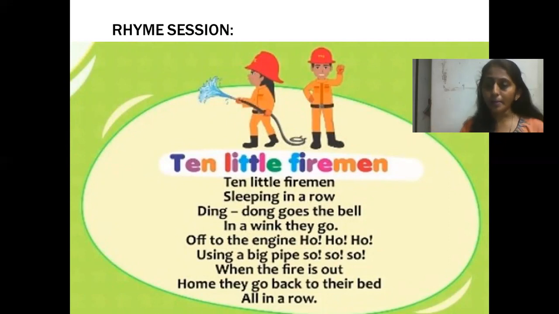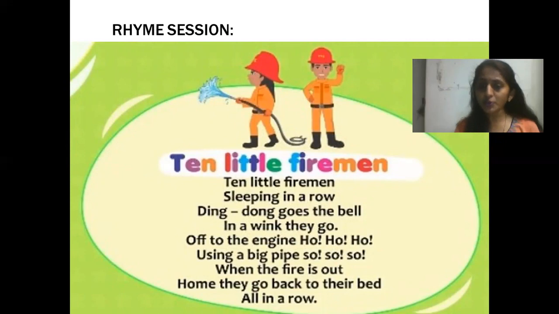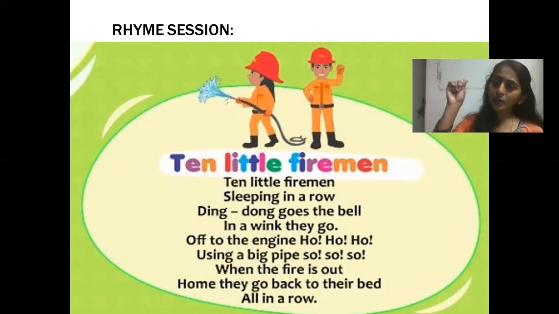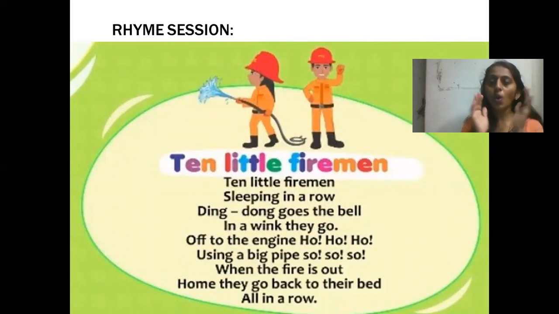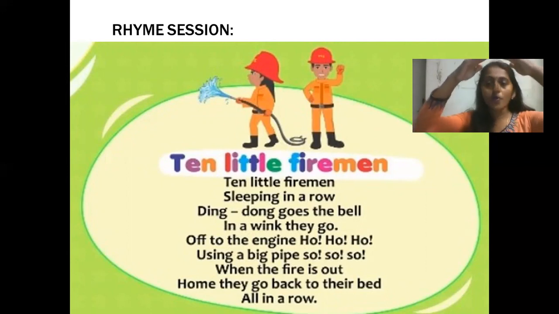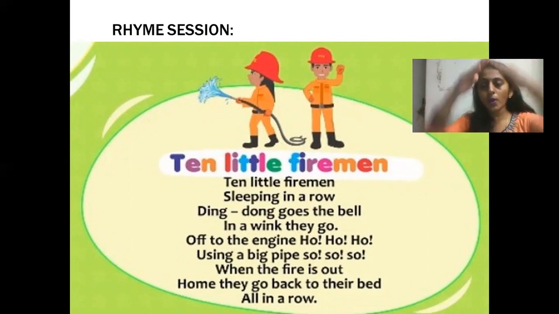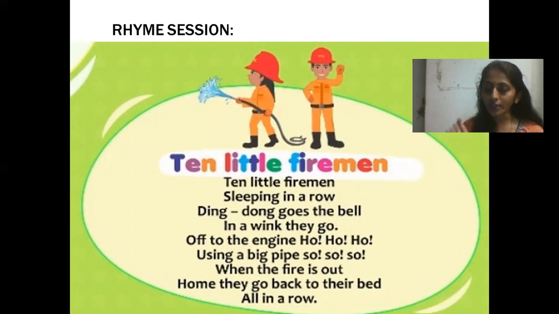10 little firemen sleeping in a row. Come on, do it with me, children. 10 little firemen sleeping in a row. Ding dong goes the bell, in a wing they go. Off to the engine, pop, pop, pop. Using a big pipe, so, so, so. When the fire is out, home they go. Back to their bed, all in a row.